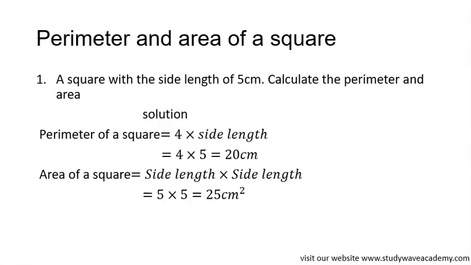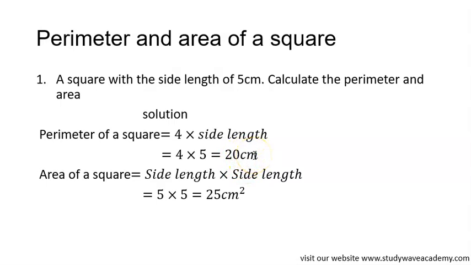Let's start with the square. The perimeter and area of a square. A square with a side length of 5 cm. Calculate the perimeter and area. Remember the formula for the perimeter, 4 times L or 4 times side length, okay? Here the side length is 5 cm. So 4 times 5. We inputted 5 as the side length because here the question, the length is 5 cm. So 4 times 5. 4 times 5 is going to give us 20. So we have 20 cm.